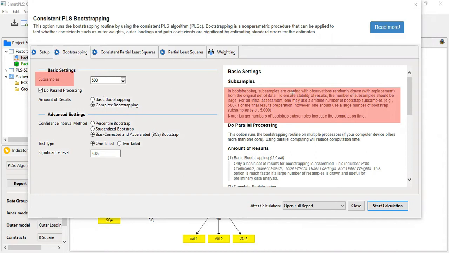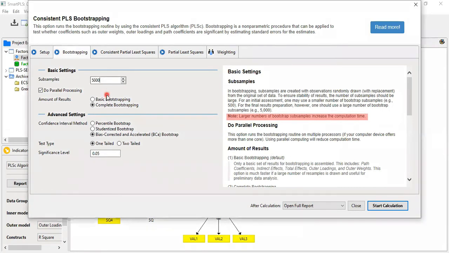If you want to have stable results, then the number of subsamples should be large. For initial assessment, one may use smaller bootstrapping like 500, but here it is recommended that 5,000 should be used if you want to get stable results. Now, the problem with a large sample size is that it takes much more time. For example, if you select 5,000, then it will probably take 5 to 10 minutes to complete all the calculations of the subsamples.